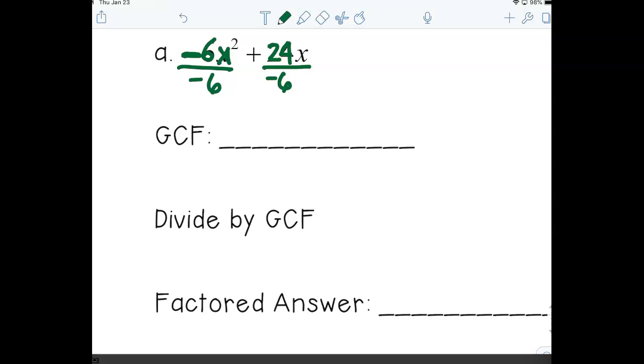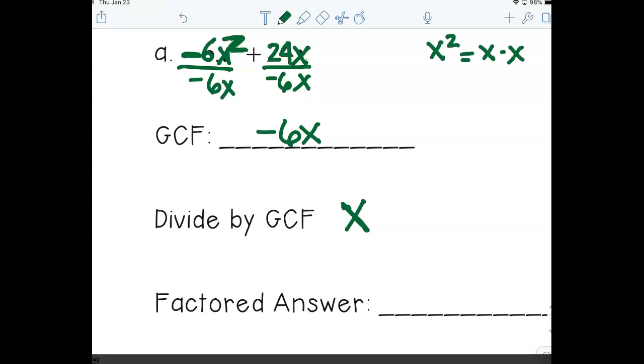X squared and x both have an x. I'm going to pull an x out. So my GCF is -6x. That negative changes all my signs. So now my front piece is positive, and it's just an x left over. Notice that it's an x because this was x squared, and now I have one less of them. Okay, if you really need to visually see that still, that's x squared. Looks like x times x, and if I divide that by an x, I get rid of one of them.